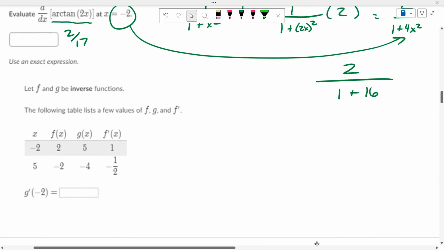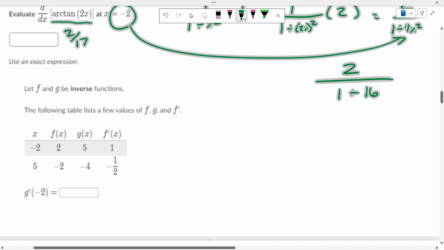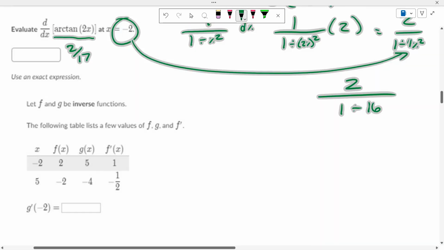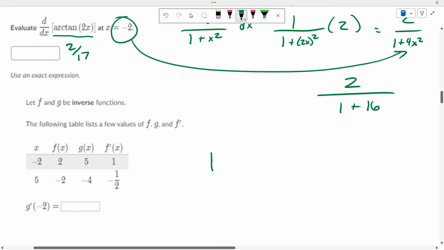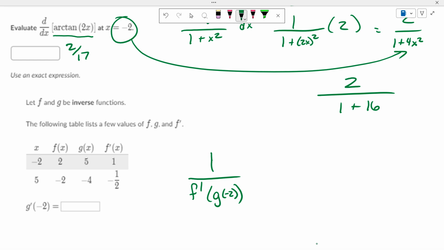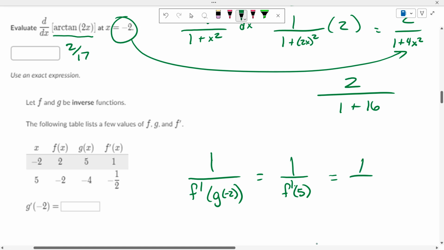Inverse functions. g prime of 2. So it's 1 over f prime of g of negative 2. What's g of negative 2? Well, it's 5. So it's 1 over f prime of 5. What's f prime of 5? Well, it's negative 1/2. So the final answer is negative 2.